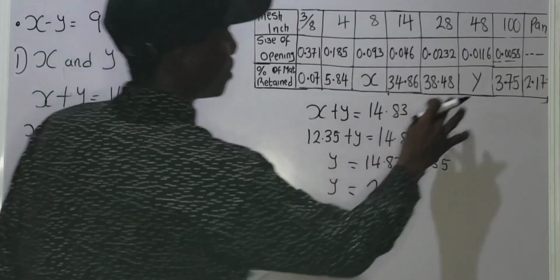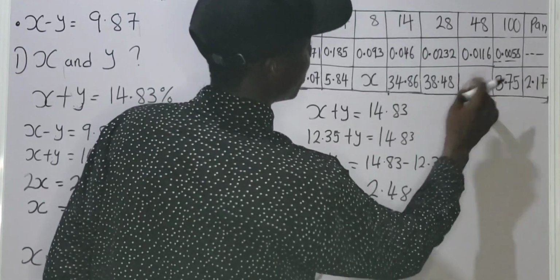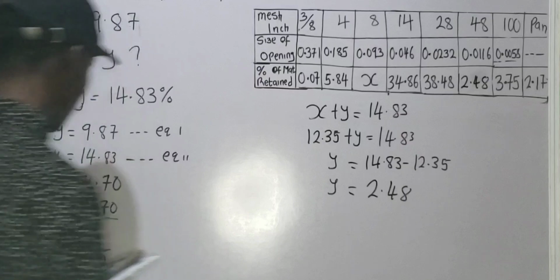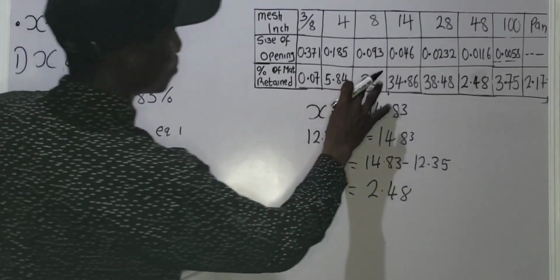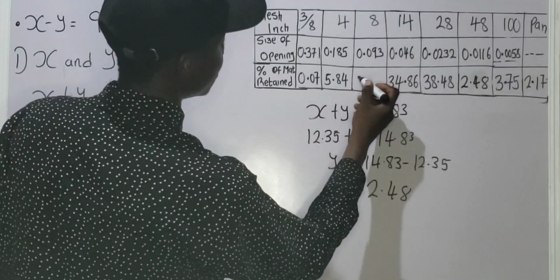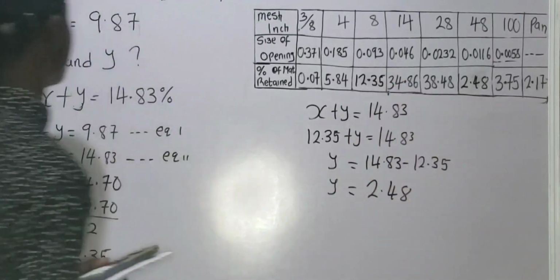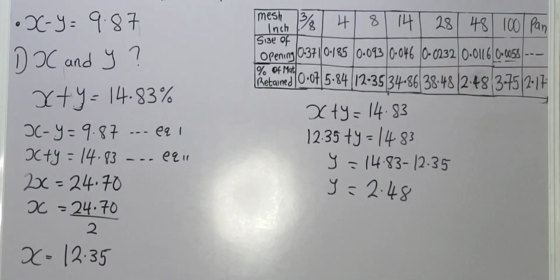The value of y, so let me write it here. The value of y is 2.48, and the value of x is what? 12.35. So for this, the value of x is 12.35. So we are done with the first question, which is calculate the value of x and y.